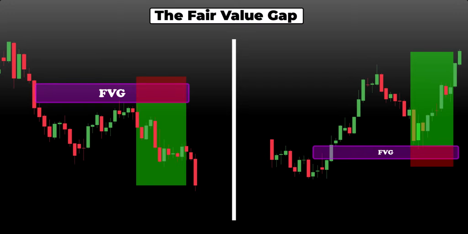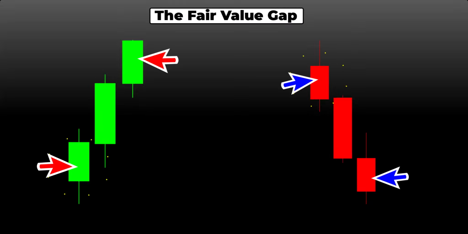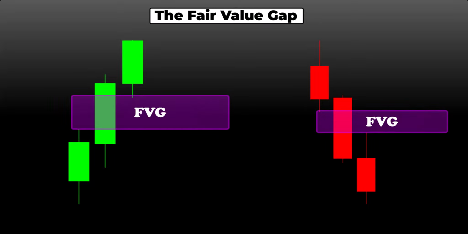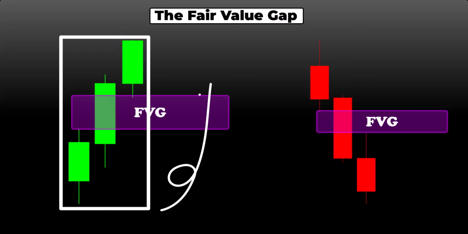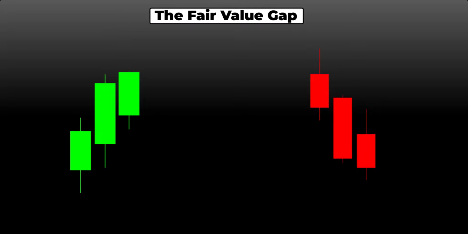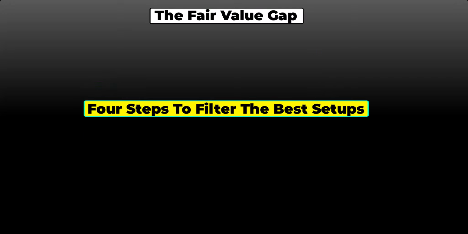To identify a fair value gap, look for 3 consecutive candles. The middle candle should move strongly in one direction, while the first and third are smaller. If the high of the first and the low of the third do not overlap the middle, the gap between them is the fair value gap. Highlight that zone with a rectangle. It's your area of interest. This applies both ways. Bullish gaps appear as price surges upward, bearish gaps as price drops rapidly. If there's no space between the first and third candles, it's not valid no matter how large the middle candle is. Let me show you 4 steps to filter the best setups.